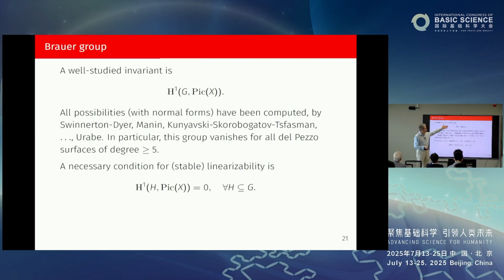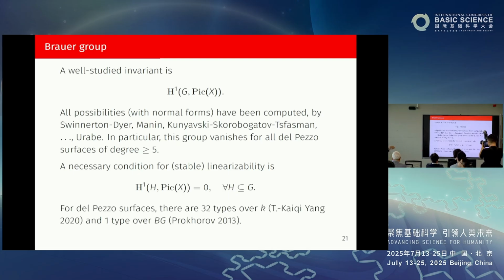Okay, be it over non-closed fields or equivariantly, a necessary condition for stable linearizability is that this group vanishes, not only for the group, but also for all subgroups. Because if you're not linearizable for a subgroup, you're not linearizable for the big group. And so over non-closed fields, there are actually 32 types of del Pezzo surfaces where this is 0. And those are candidates for stable rationality. And over BG, there is only one such type, as I mentioned. It's a result of Prokhorov.